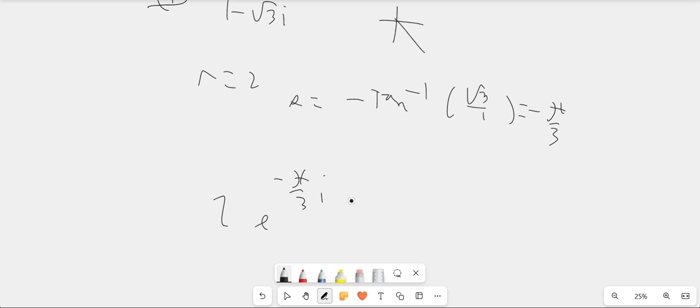And obviously, if you power that, that's to the power of 6, yeah? Because the question is to the power of 6 here, yeah? And if you power that, yeah, you just do 2 to the power of 6 is 64. Cos minus 6 pi over 3 plus i sine minus 6 pi over 3, that's going to give you 64, yeah?